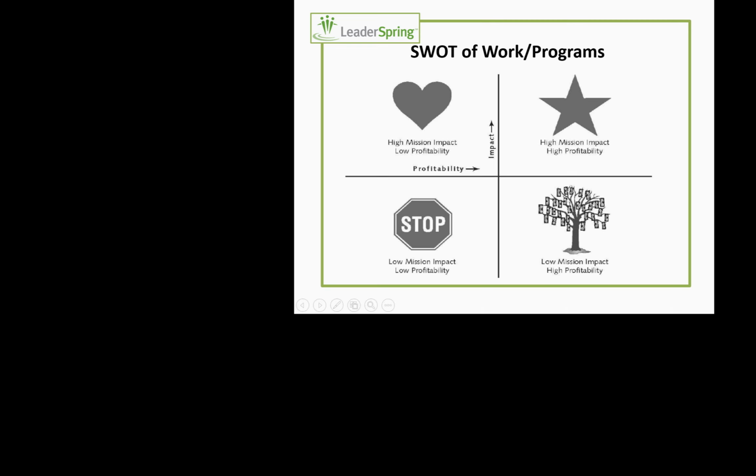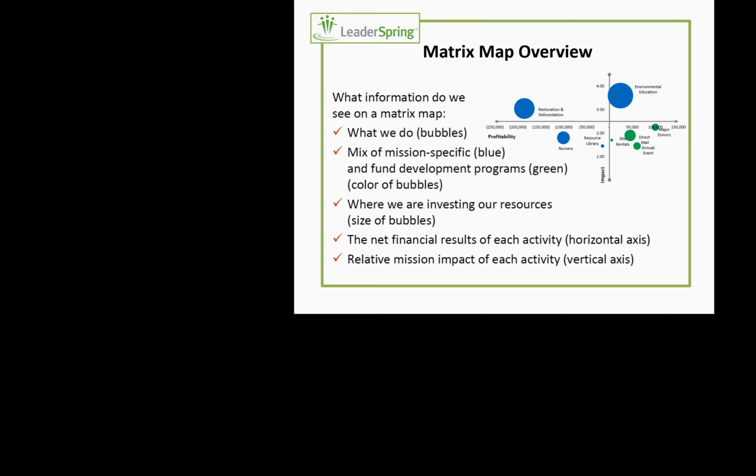And what you're striving for is, if you have a lot of this, you'll want to at least have some of these, high profitability, low impact, to balance it. But ideally, you're also creating a lot of programs that are high mission impact. So the way to look at it is to work on this matrix overview.